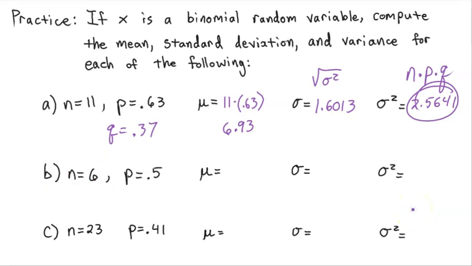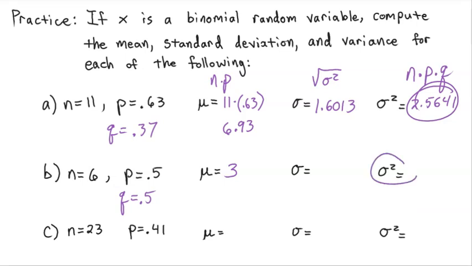All right, let's try this part B now. In this one, n is 6, p is 0.5. Remember, when p is 0.5, that means q is also 0.5, because 1 minus 0.5 is 0.5. Remember, this situation is the same thing as a coin flip, okay? All right, so the mean is going to be n times p. So the mean here is just going to be 6 times 0.5. Well, that's an easy one. 0.5 means half. Half of 6 is 3. So the mean is just 3.